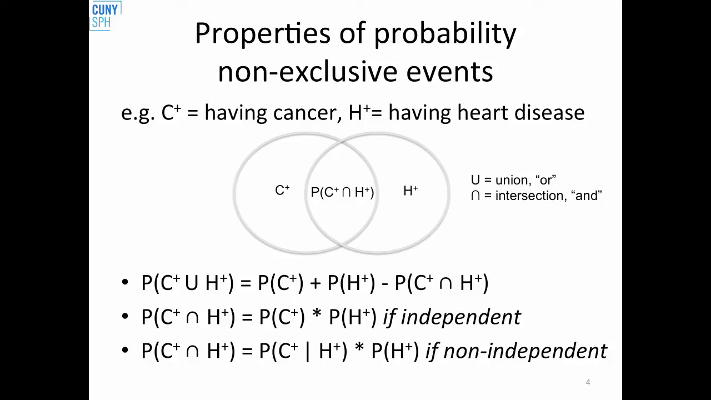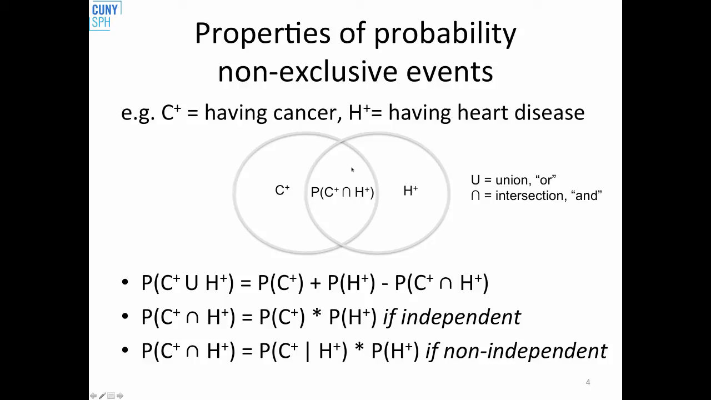For non-exclusive events, such as having cancer and having heart disease, there is an intersection, some area in the middle of this Venn diagram. In this case, the probability of the union, cancer or heart disease, is the probability of cancer, enclosed in this circle, plus the probability of having heart disease, minus the probability of having both, this intersection in the middle that we've counted twice.